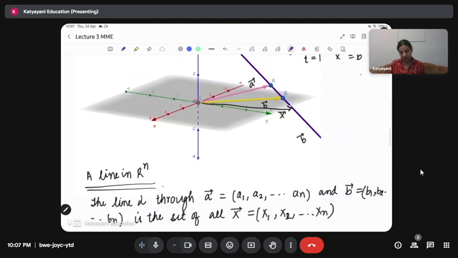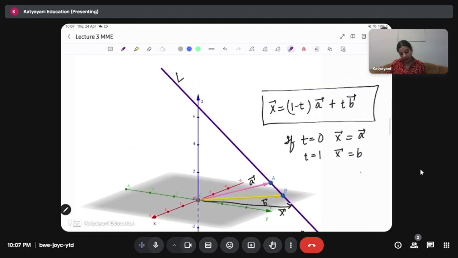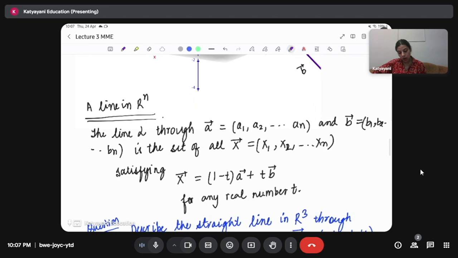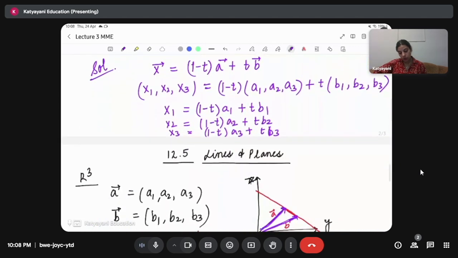Or if you want to visualize it in the three-dimensional figure that I've given you here, you can see that it is a line which is passing through the two vectors A and B, right? So it's a linear combination of these two vectors. So all the values of x which are a linear combination of A and B give you the line passing through A and B vector, right? And this is how you will solve it.